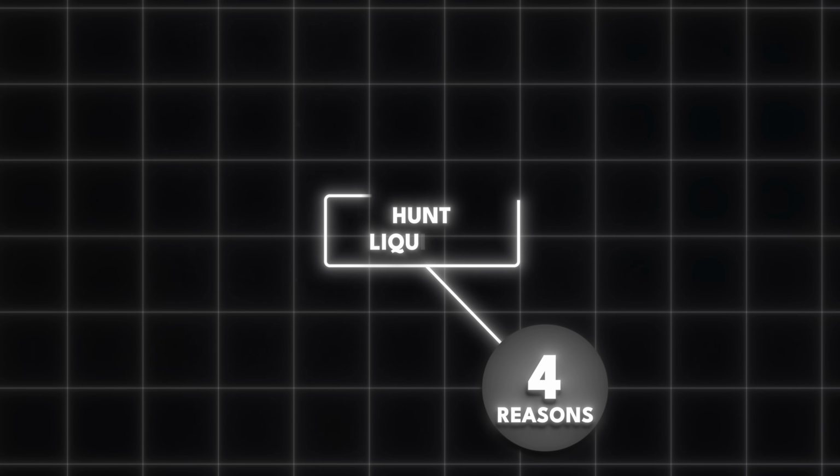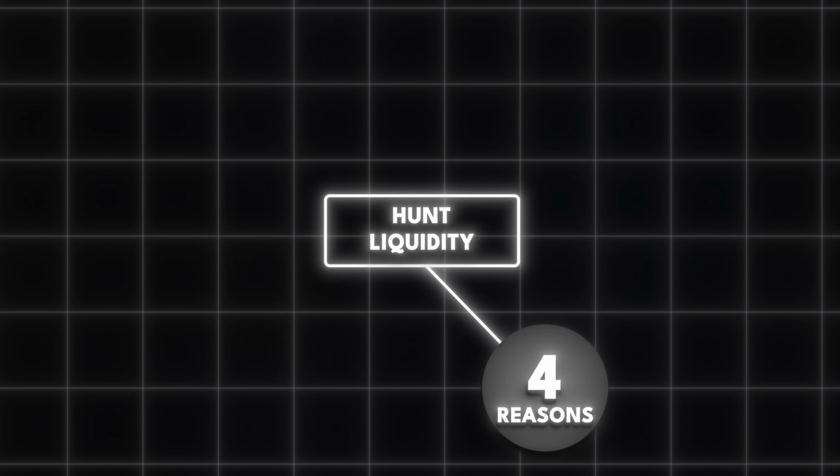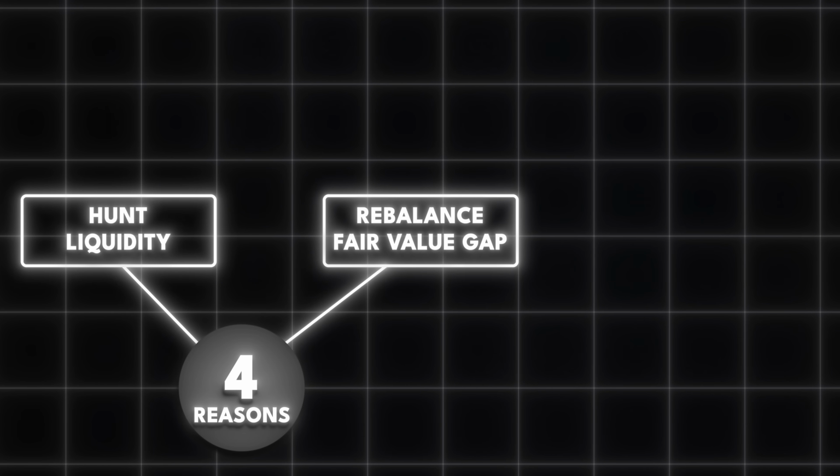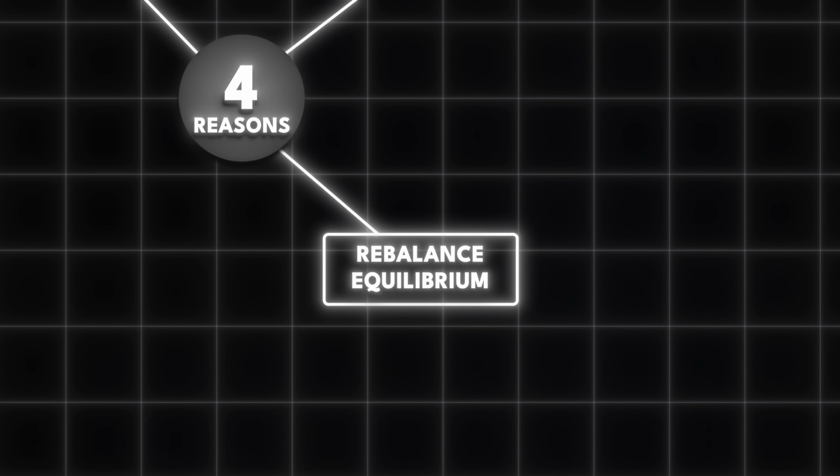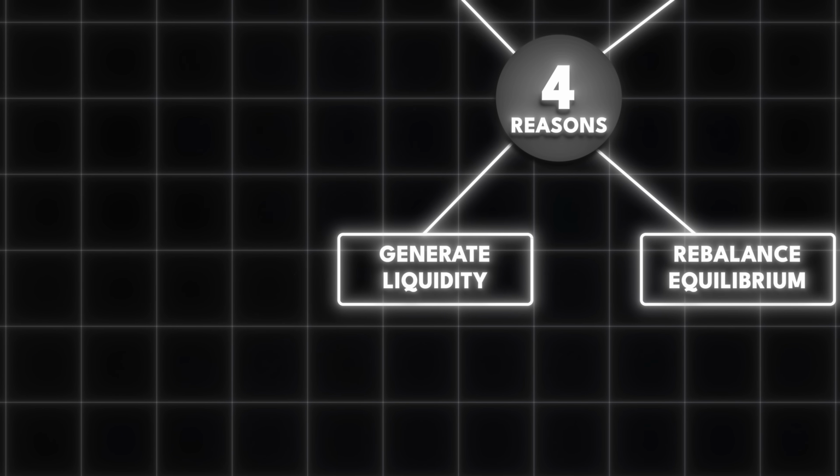Number 1, to hunt liquidity, right? We're going to highs and lows, to areas of liquidity. The second thing that we do is rebalance to fair value gaps. We're going to get into what a fair value gap is in this video. Fair value gaps are also called inefficiencies. So either rebalance to fair value gaps or rebalance to inefficiencies. The third thing is rebalance to equilibrium. We'll also go into that in this video. And the fourth thing is to generate liquidity. The way the algorithm moves is we generate liquidity to then go take that liquidity.